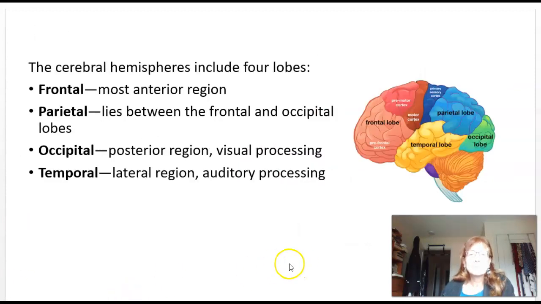If we just look at the lobes, we know that we have a frontal lobe, which includes everything anterior to this line right here. We have a parietal lobe, so all this in blue. We have the occipital, and then we have the temporal lobe. So the descriptors over here, we know that the occipital is involved with visual processing. It's called the primary visual cortex. The temporal lobe is involved with auditory processing.